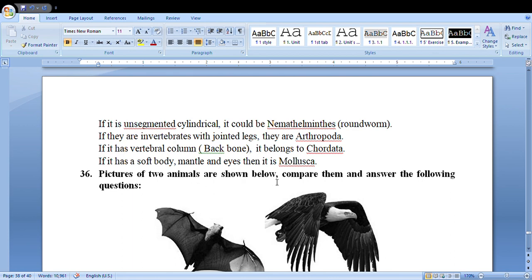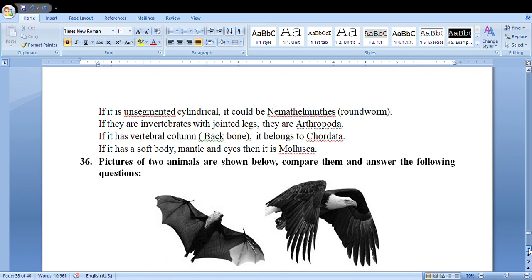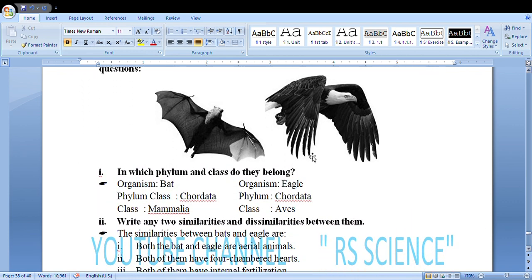Pictures of two animals are shown below. Compare them and answer the following questions. One is a bat, another looks like an eagle. Which phylum and class do they belong to? Bat: phylum Chordata, class Mammalia. Eagle: phylum Chordata, class Aves. Write two similarities and dissimilarities between them.